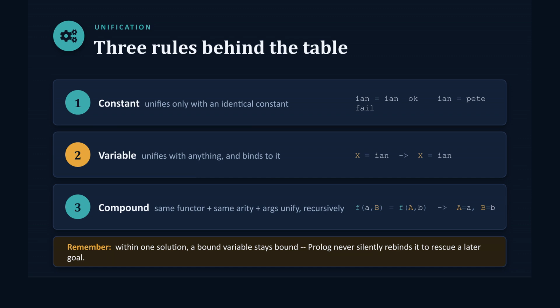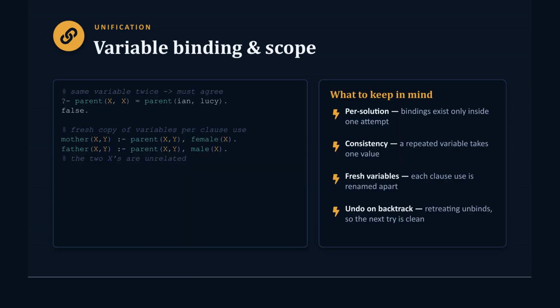One more thing to remember: within a single solution a variable, once bound, stays bound. Prolog will not quietly rebind it to make a later goal succeed. Bindings live inside one attempt at a solution. If the same variable appears twice in a goal, both occurrences must end up equal. That is why parent(X, X) fails against parent(ian, lucy).